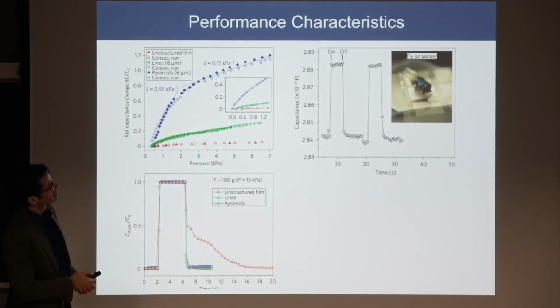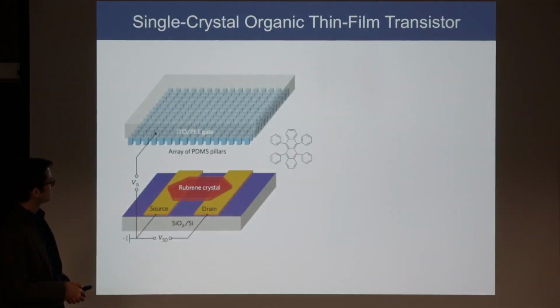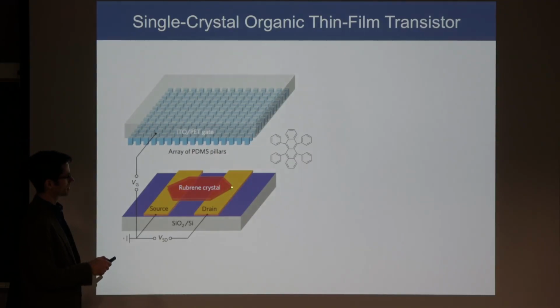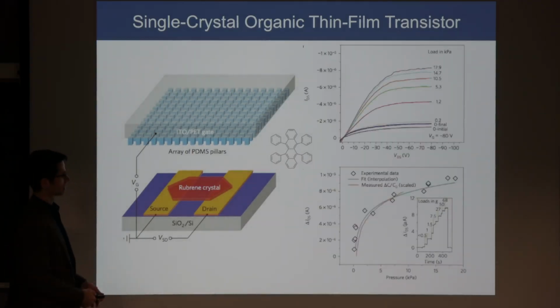So we can measure, for example, the weight of a dead fly. Died naturally, I'm told, in the lab. And we can also use this, and this is the important part, to measure the charge transport properties through a single crystal of this guy, which looks like a house centipede with tennis rackets for arms and legs. It's called rubrene, and we put it over the source and drain with this microstructured dielectric.